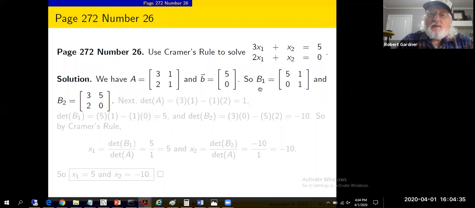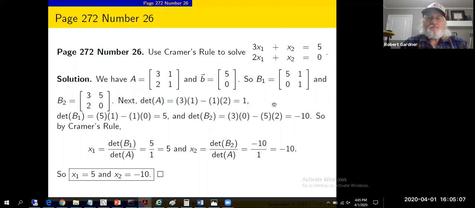To create matrix B sub 1, take matrix A and replace the first column, the 3 and the 2, with vector B, the 5 and the 0, producing this thing. So B sub 1 is this 2 by 2 matrix. For B sub 2, we'll take matrix A and replace the second column, the 2 1s, with the B vector, the 5 and the 0, and there's B sub 2. So that's what they mean by creating these B sub k's.